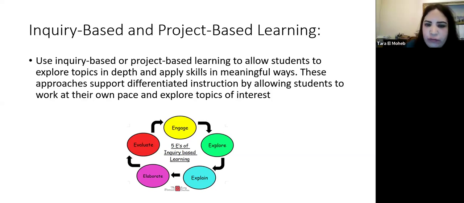These approaches support differentiated teaching or instruction by allowing students to work together at their own pace and explore topics of interest.